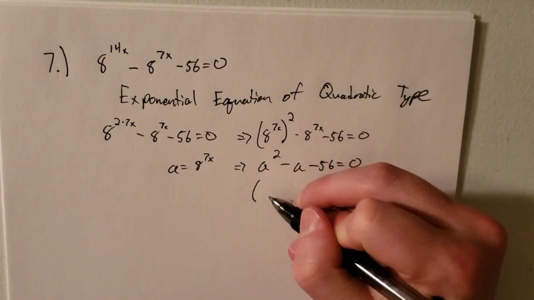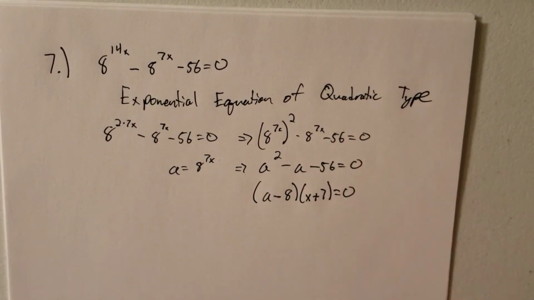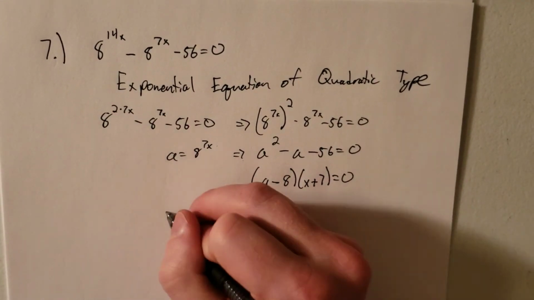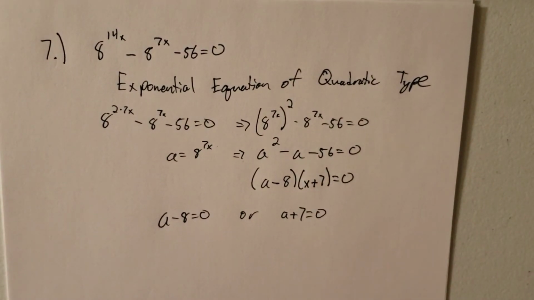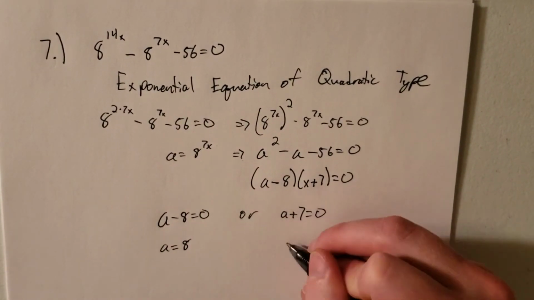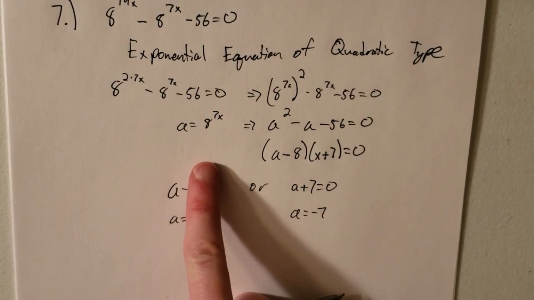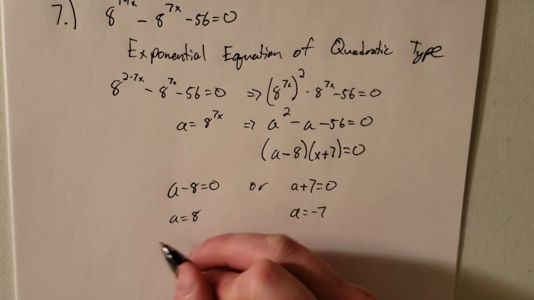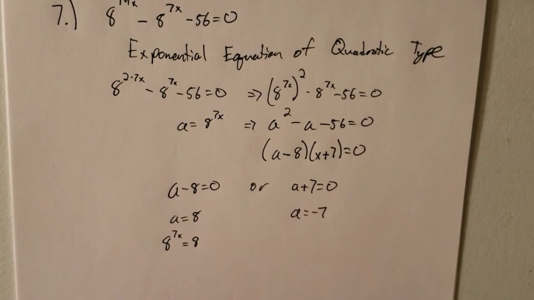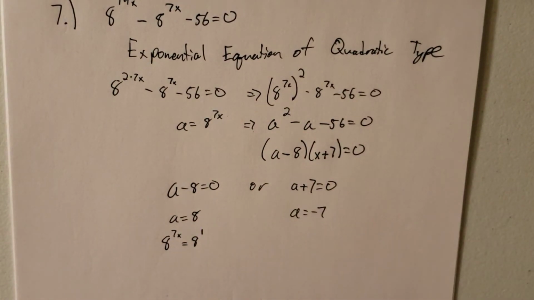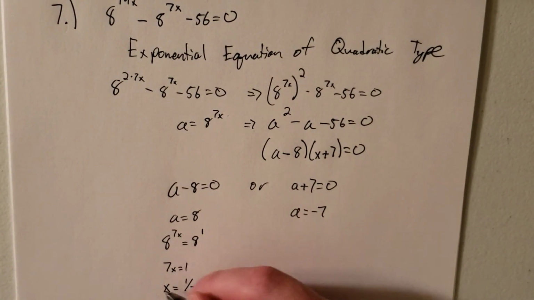Right? We can factor. This is a minus 8 times a plus 7 is equal to 0. For that to be true, either a minus 8 is equal to 0 or a plus 7 is equal to 0. So a is equal to 8, a is equal to negative 7. Let's handle one of these at a time. a is 8 raised to the 7x. So 8 raised to the 7x is equal to 8. If we have the same base here, then we set the exponents equal to each other. So 7x is equal to 1, or in other words, x is equal to 1/7.